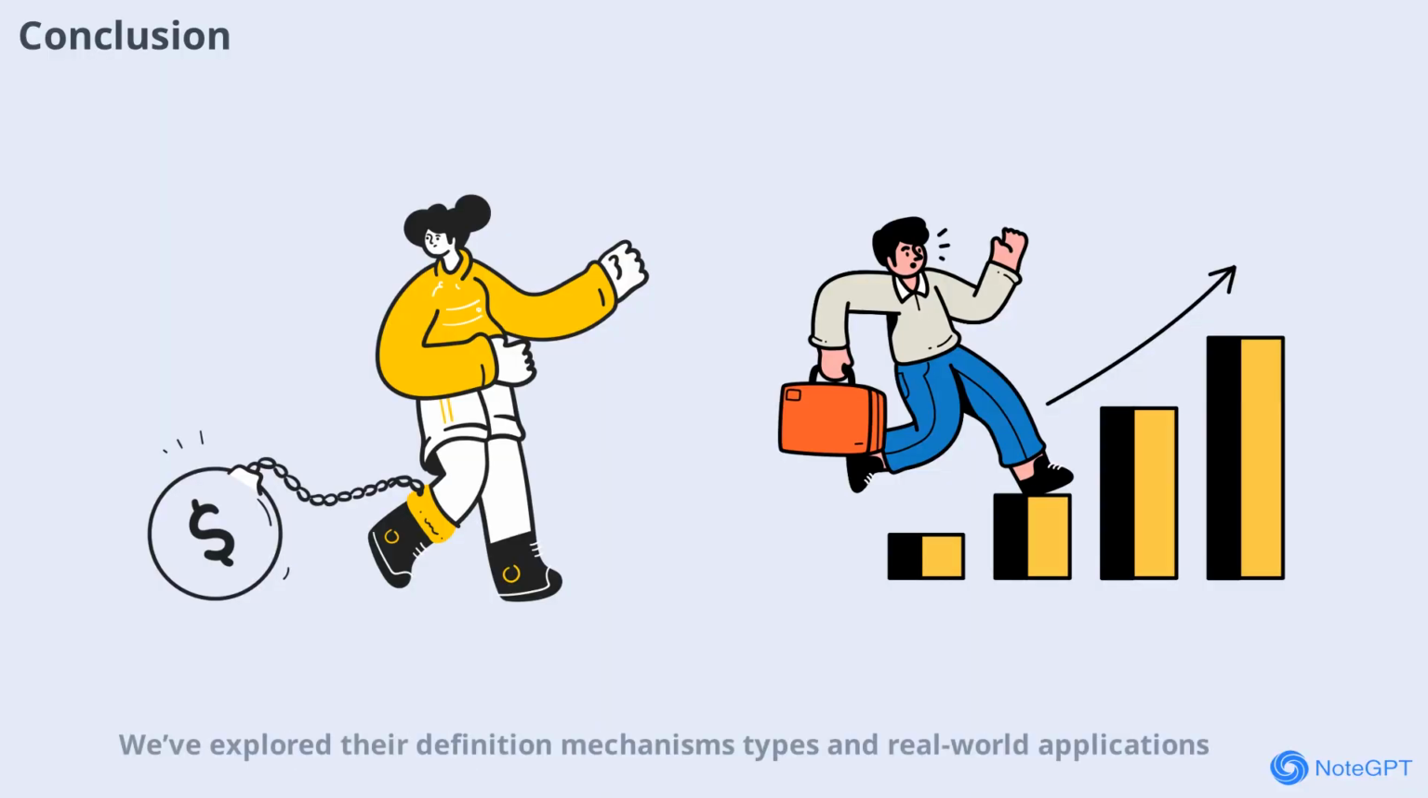We've explored their definition, mechanisms, types, and real-world applications. Promoters may work quietly behind the scenes, but their influence is profound. As you continue your study of chemistry, remember the important role these substances play in making chemical reactions more efficient, sustainable, and innovative.